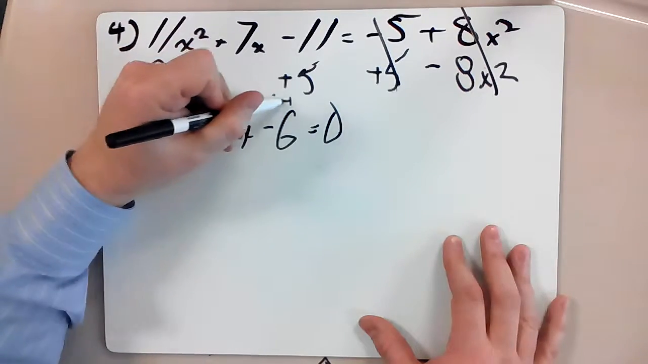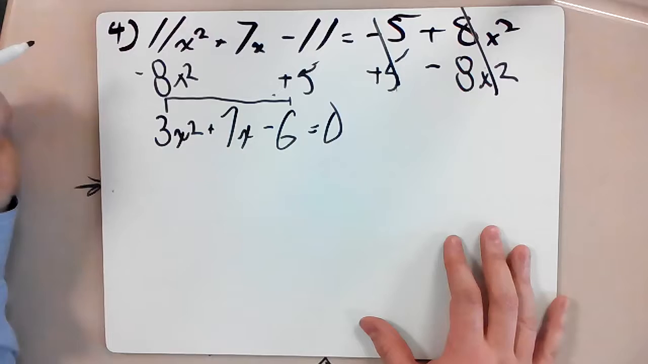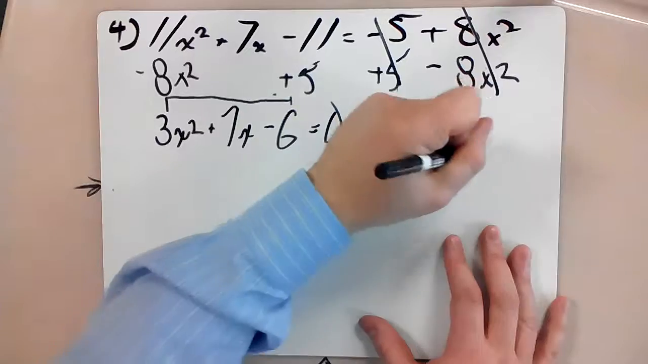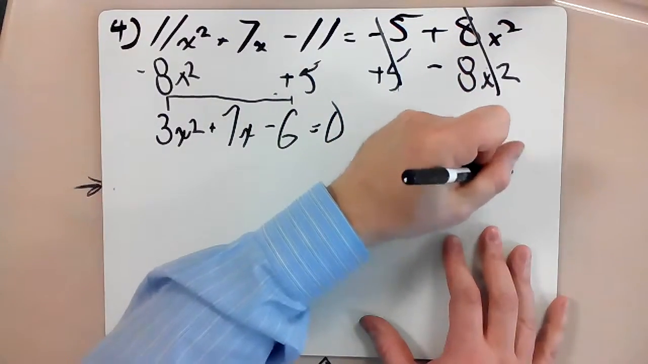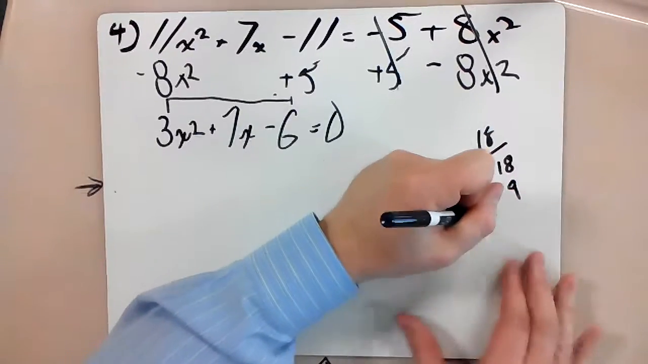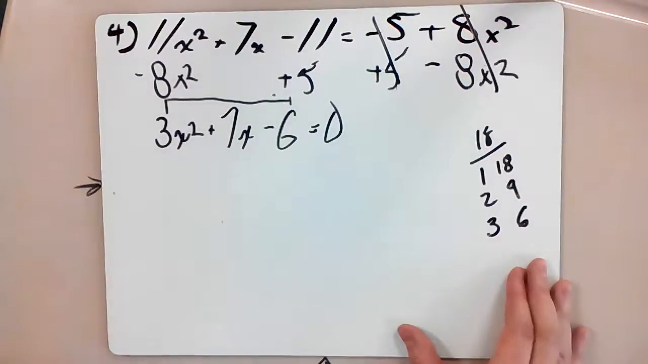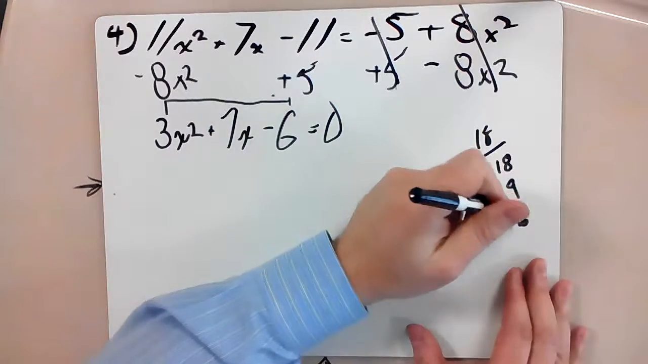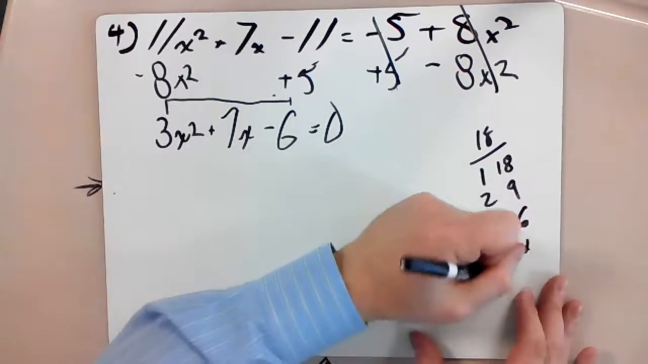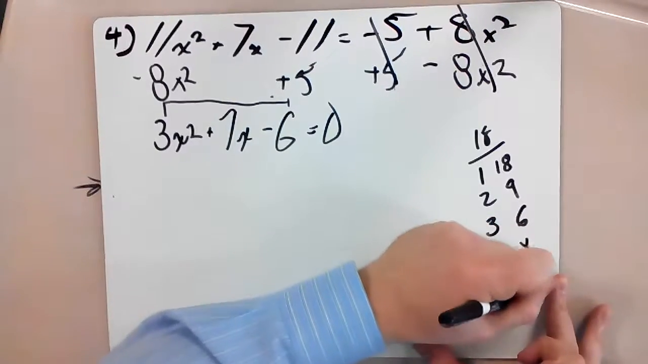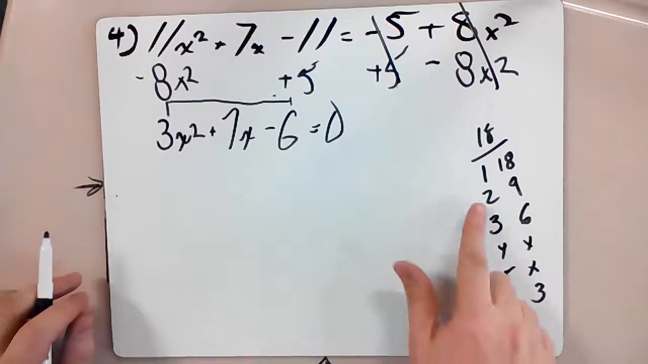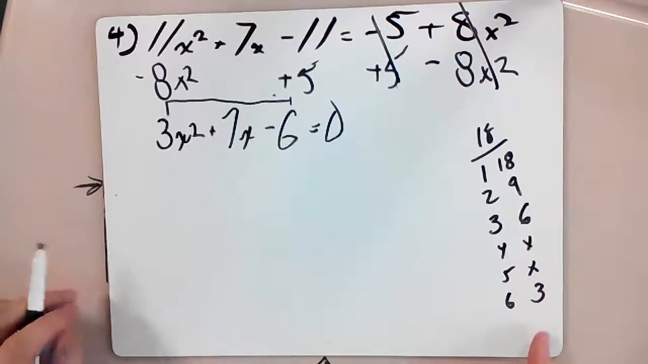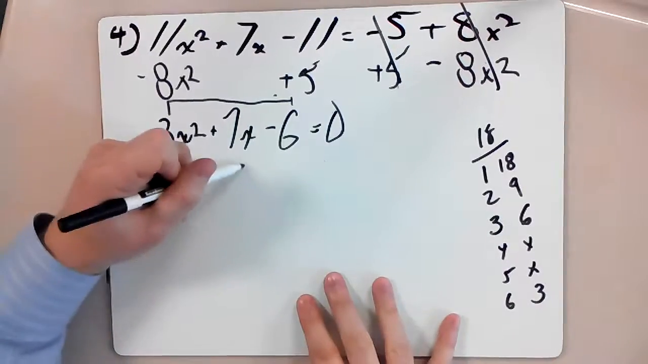Now I have to factor this. Okay, so now I have to figure out what's going to multiply to 18 and add to 7. Let's see if I can figure that out. So I have 18. 1 and 18. 2 and 9. 3 and 6. And 4 won't work. 5 won't work. 6 and 3. Okay, 1 and 18 won't do it, but 2 and 9 will. 3 and 6 won't. 6 and 3, well, that won't either.